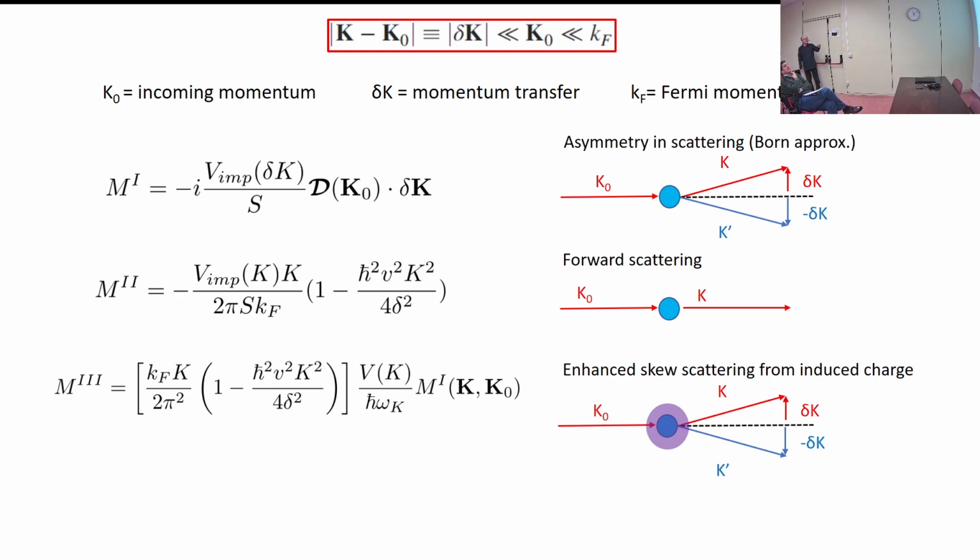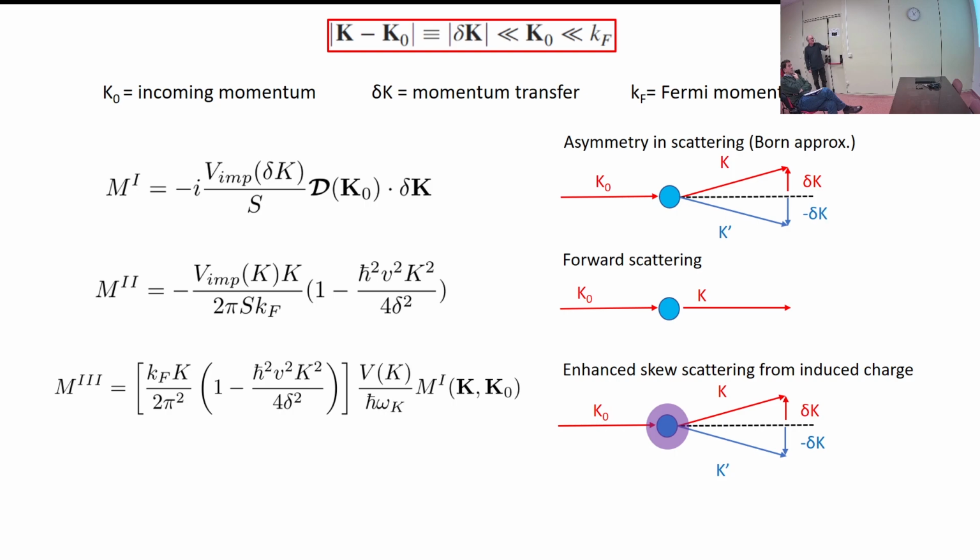And if you look at the limit where the momentum transfer, the change in momentum from incoming to outgoing, is small, when that's the smallest momentum scale in the problem, we can write down these three contributions in very simple forms. The first one turns out to be just exactly what I described from the direct scattering from the impurity potential. It's the Born approximation if you just take into account the impurity potential itself. As we said, that gives us skew scattering.